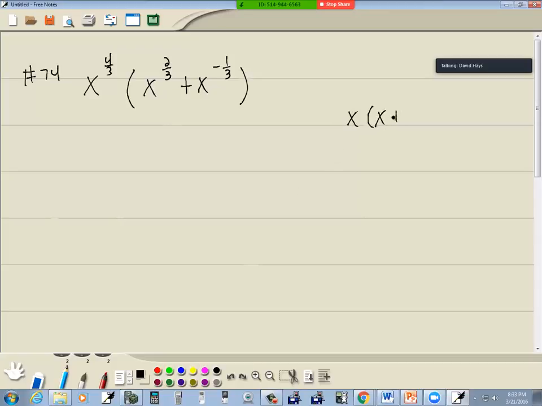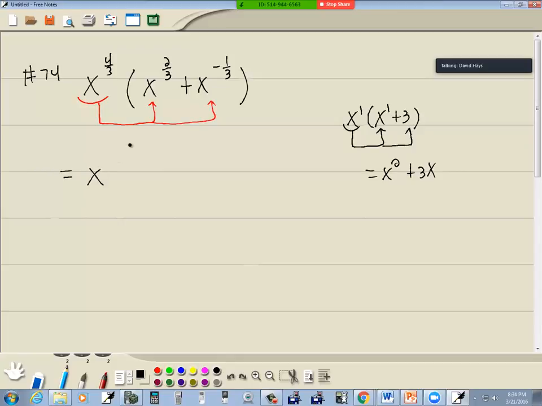Remember when we looked at problems that look like this? x times x plus 3. We took this x, multiplied times the x here, and times the 3. And that gave us x squared plus 3x. x to the first power times x to the first power, we again added the exponents. No different here. We can take the x to the 4/3 and multiply it times both items here, distributive property.